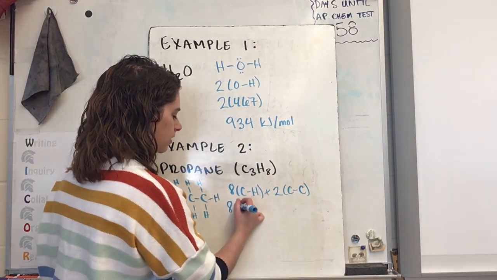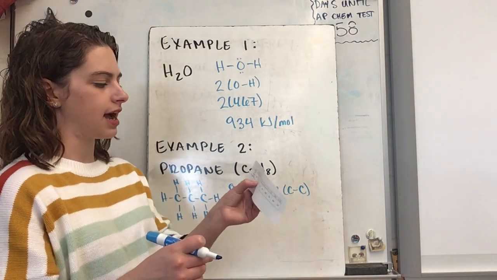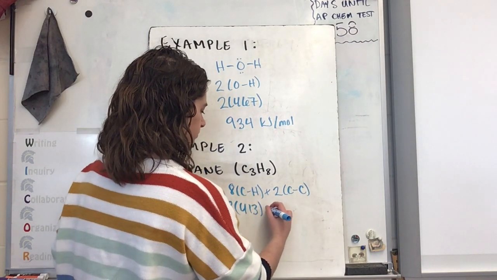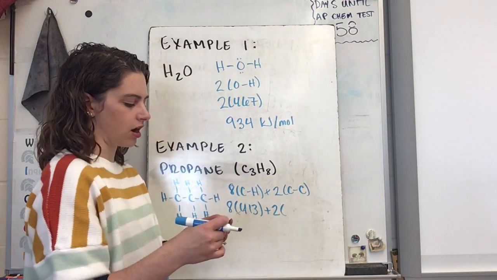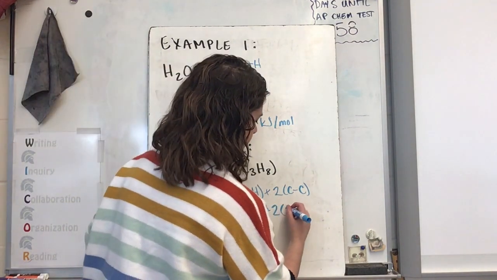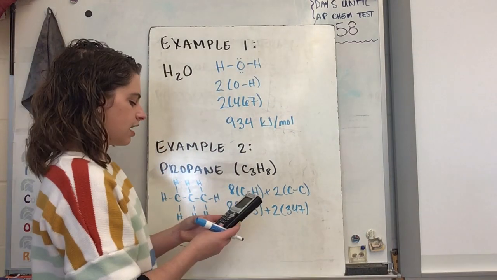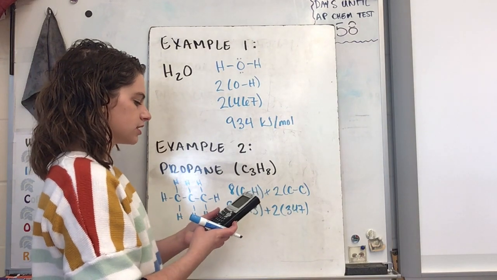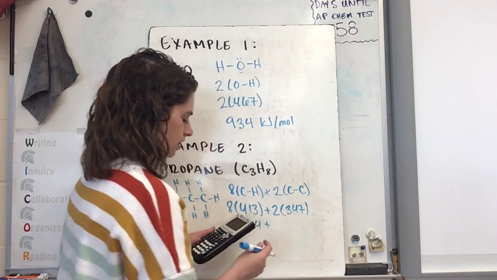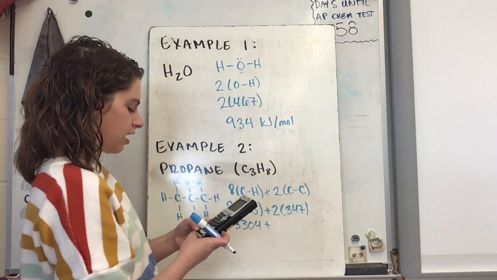So now I'm going to go to my table and I'm going to look for each of those numbers. So if I look at my table, my carbon-hydrogen is 413. And I've got 2 carbon-carbon bonds. My carbon-carbon is 347. Okay, so then I'm going to grab my calculator. I'm going to do 8 times 413. And then I'm going to do 2 times 347.